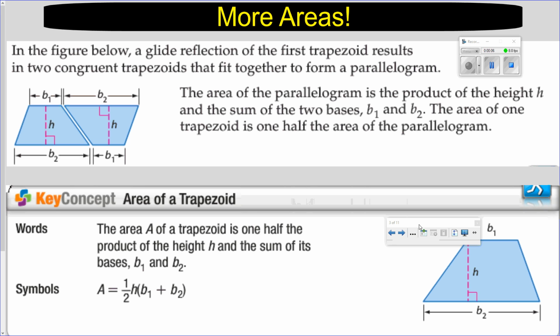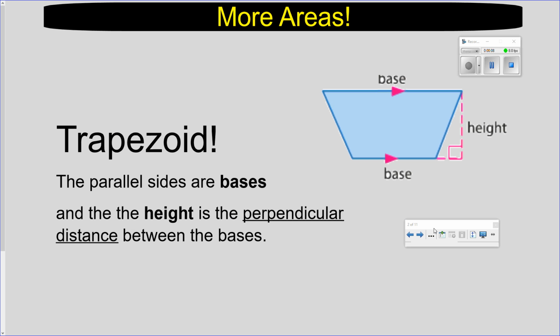Today we're talking about trapezoids. Trapezoids are quadrilaterals that have one pair of parallel sides. Those parallel sides we call bases, and we refer to the height of a trapezoid. The height is going to be the perpendicular distance between the bases.